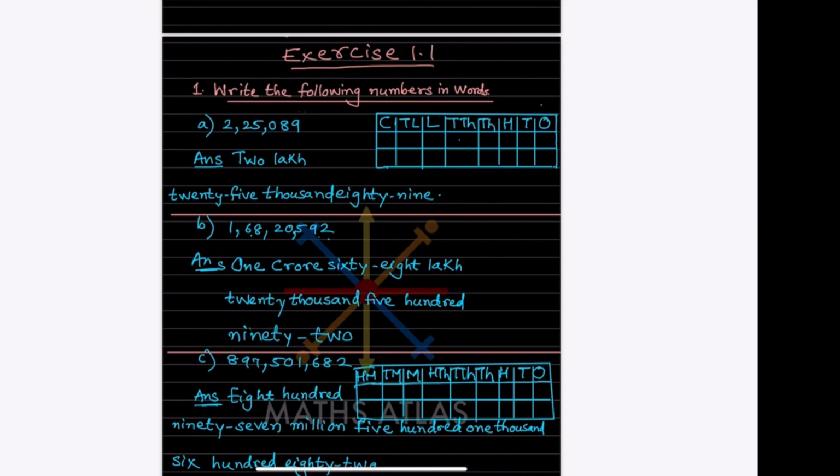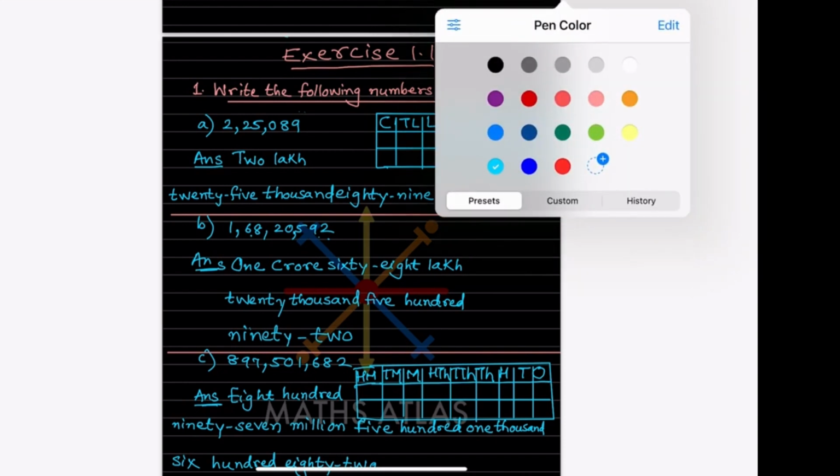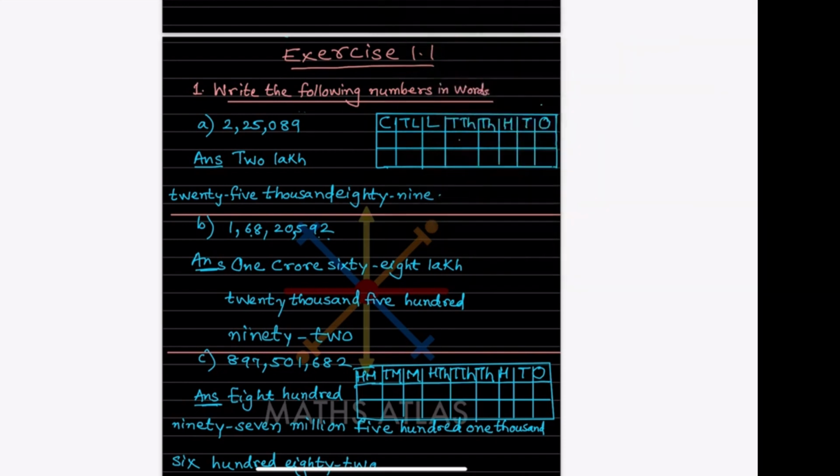Now look at here. First thing here, what I'm going to do is I'm just going to write the numbers in these tables first, and then I'm going to show you how to write in words. Now this is 2,25,089. So let us already start what I have told you, that we have to start from the right hand side. So this is 9, 8, 0, 5, 2 and this 2. So what does this say? This 2 is on the lakhs place, isn't it? So we'll write here 2 lakhs.